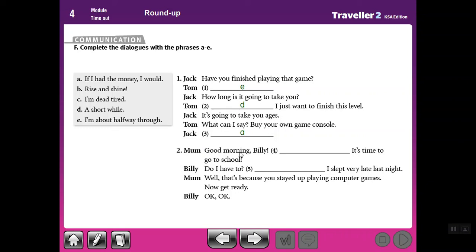Number 2, Mom. Good morning, Billy. Space, it's time to go to school. You are late. Yeah, rise. Rise and shine. Get up. Billy, do I have to? Is it necessary? Is it a must to go to school today, Mom? Space, I slept very late. So I'm tired. I'm dead tired. Yes, you are right. Okay, we finished our round up.